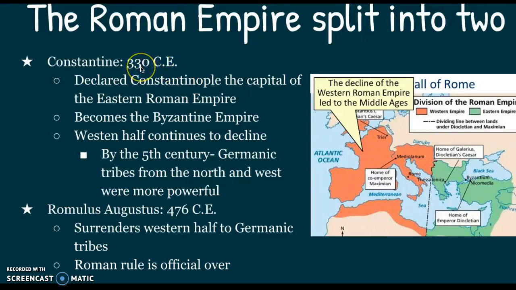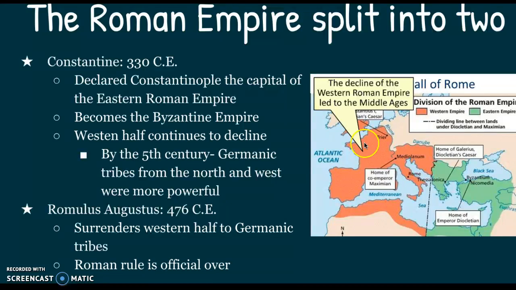Constantine in 330 is going to declare this side. He's going to take this right here. He's going to declare it the Byzantine Empire, and he's going to make Constantinople the capital of the Byzantine Empire. This western half continues to decline. By the 5th century, Germanic tribes have really taken it over. From really up in here, in Germania, they had taken this part over.